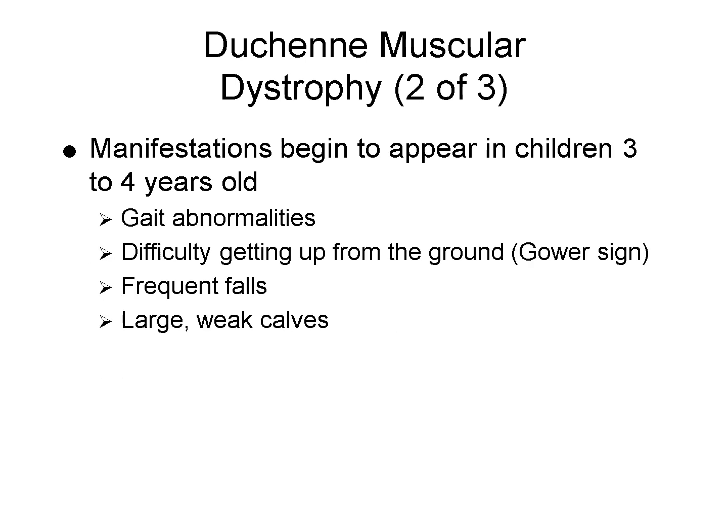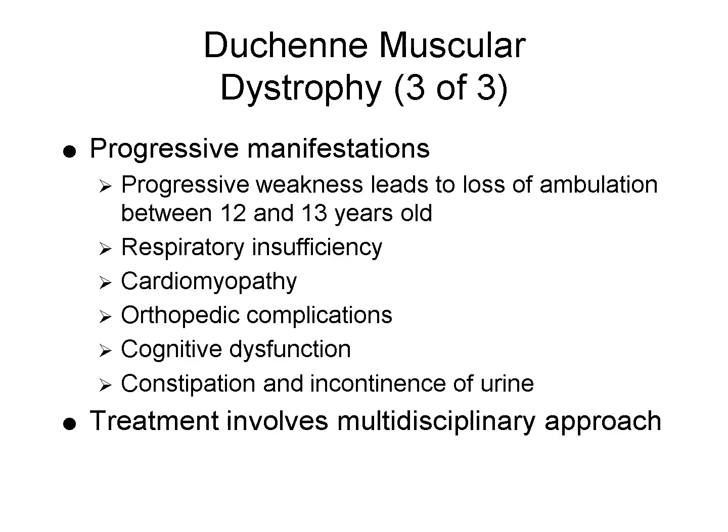Symptoms usually appear by ages 3 to 4 and include delayed walking, frequent falls, and difficulty standing. A hallmark sign is the Gower maneuver, where children use their hands to push up from the floor. The calves may appear enlarged, but are actually weak due to fatty infiltration. As the disease progresses, most children lose the ability to walk by age 12 to 13.